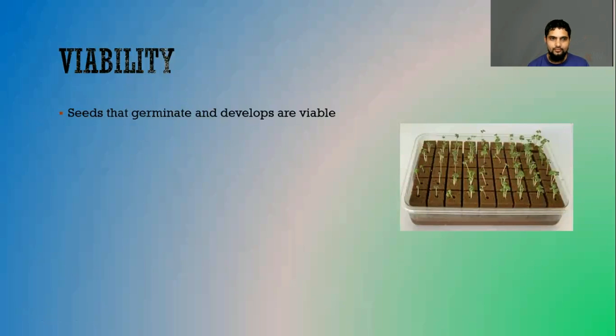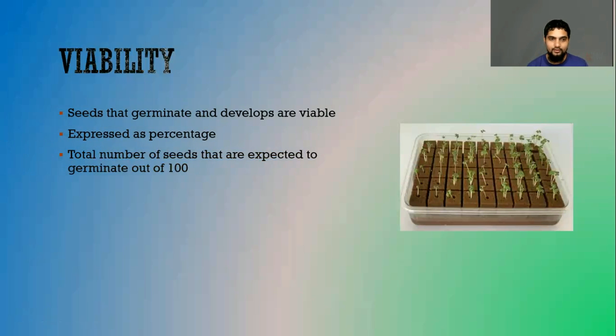Viability. Seeds that germinate and develop, we say that those seeds are viable. The viability can be expressed as a percentage. So viability can be defined as the total number of seeds that are expected to germinate out of 100.